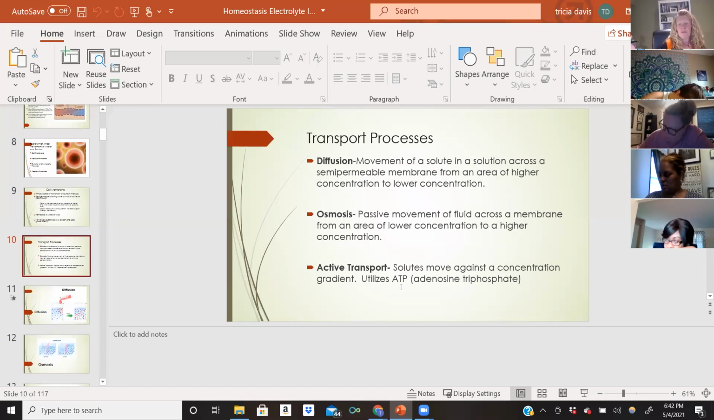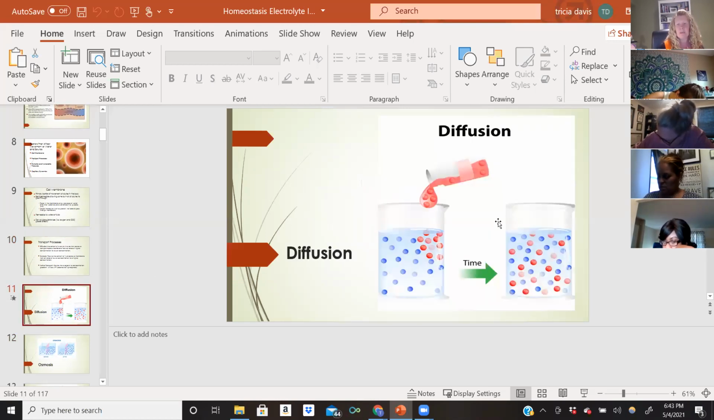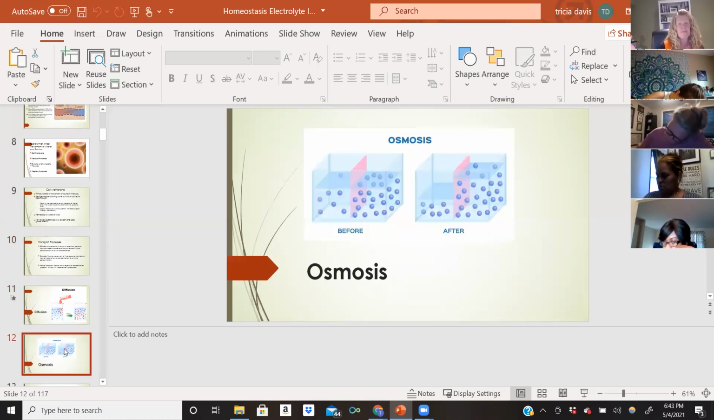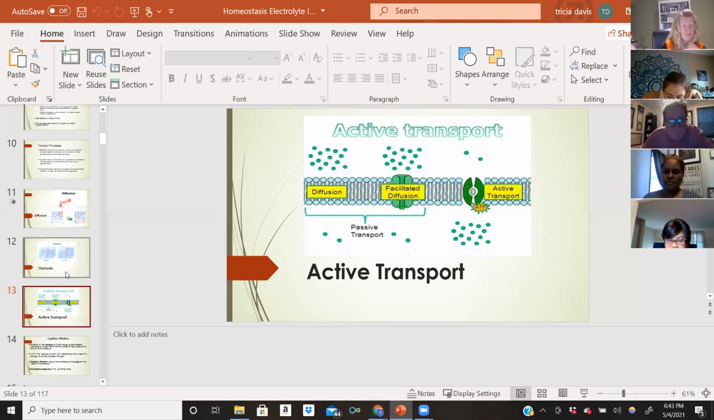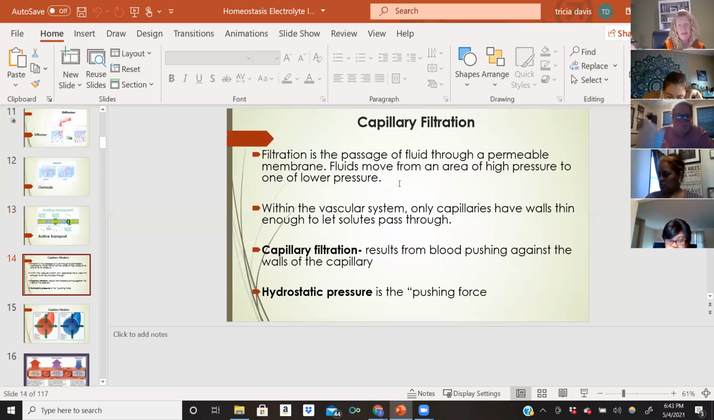Active transport utilizes ATP, and that is solutes that move against a concentration gradient. So those are your transport processes. Again, this is what diffusion looks like. This is your osmosis. And this is when we do that active transport. So we need something that's gonna put those particles where we want them. It needs energy to do it. It can't move on its own.